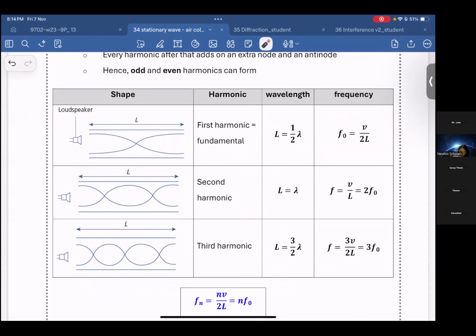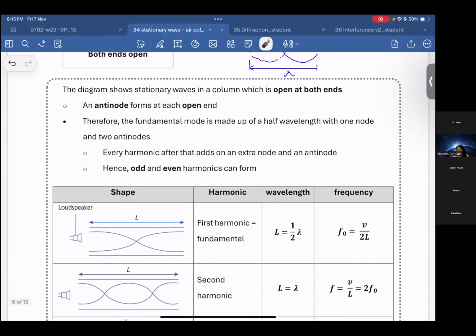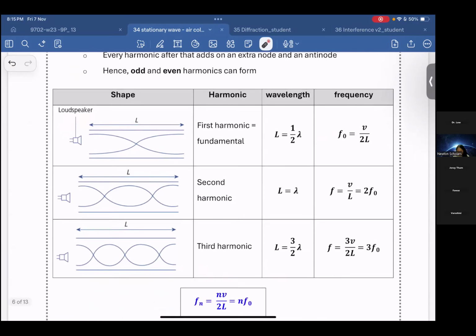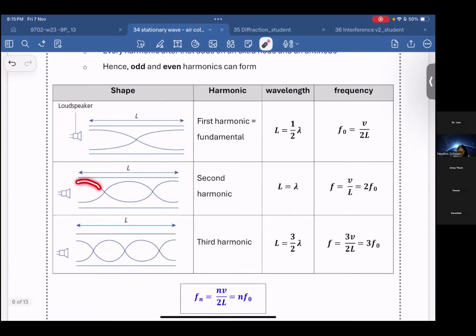Then for the second one, how many complete wavelengths? From here to here is half, then continue from here to here is another half. So for these, it's actually one complete wavelength. For this one, from here to here is half, then continue going up, this is one complete. You can think of it like crest to crest, one complete wave.